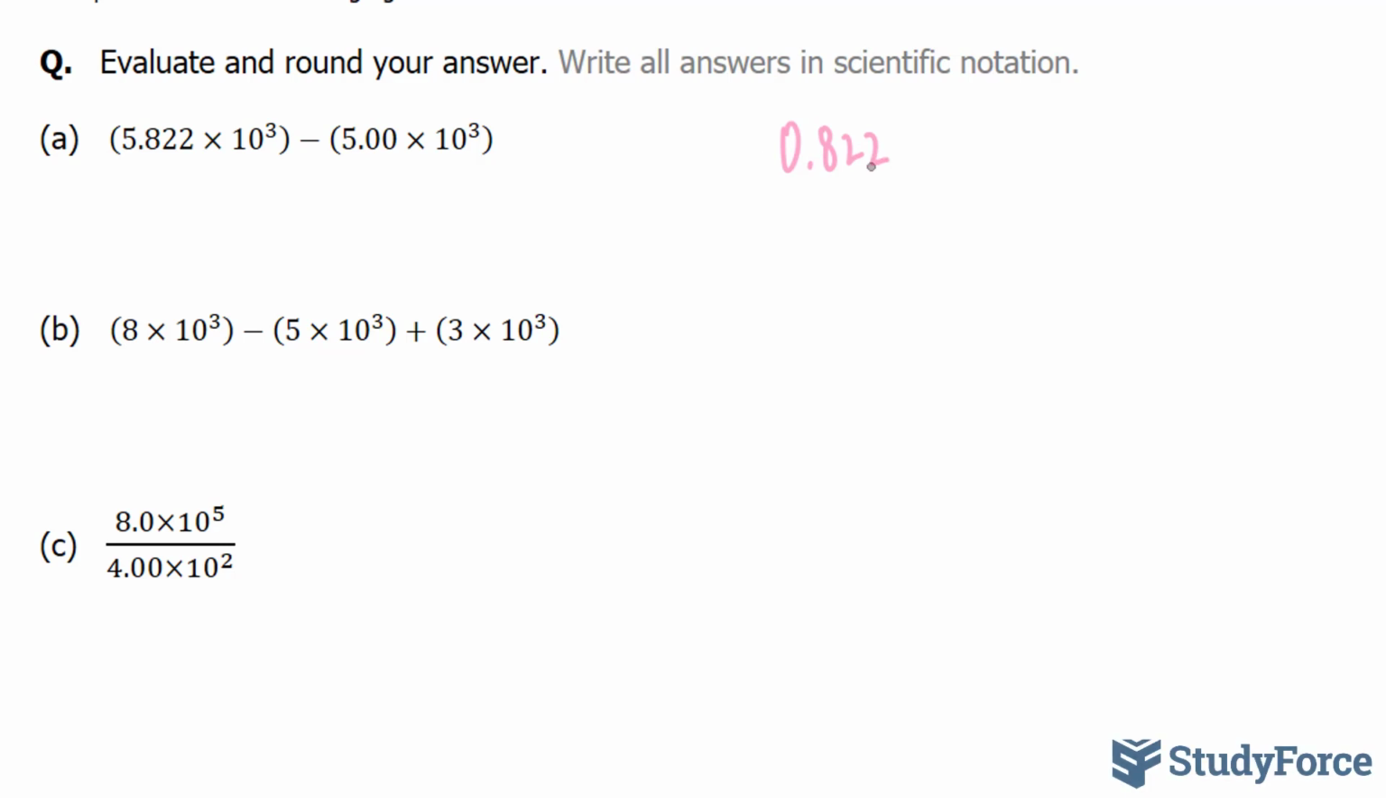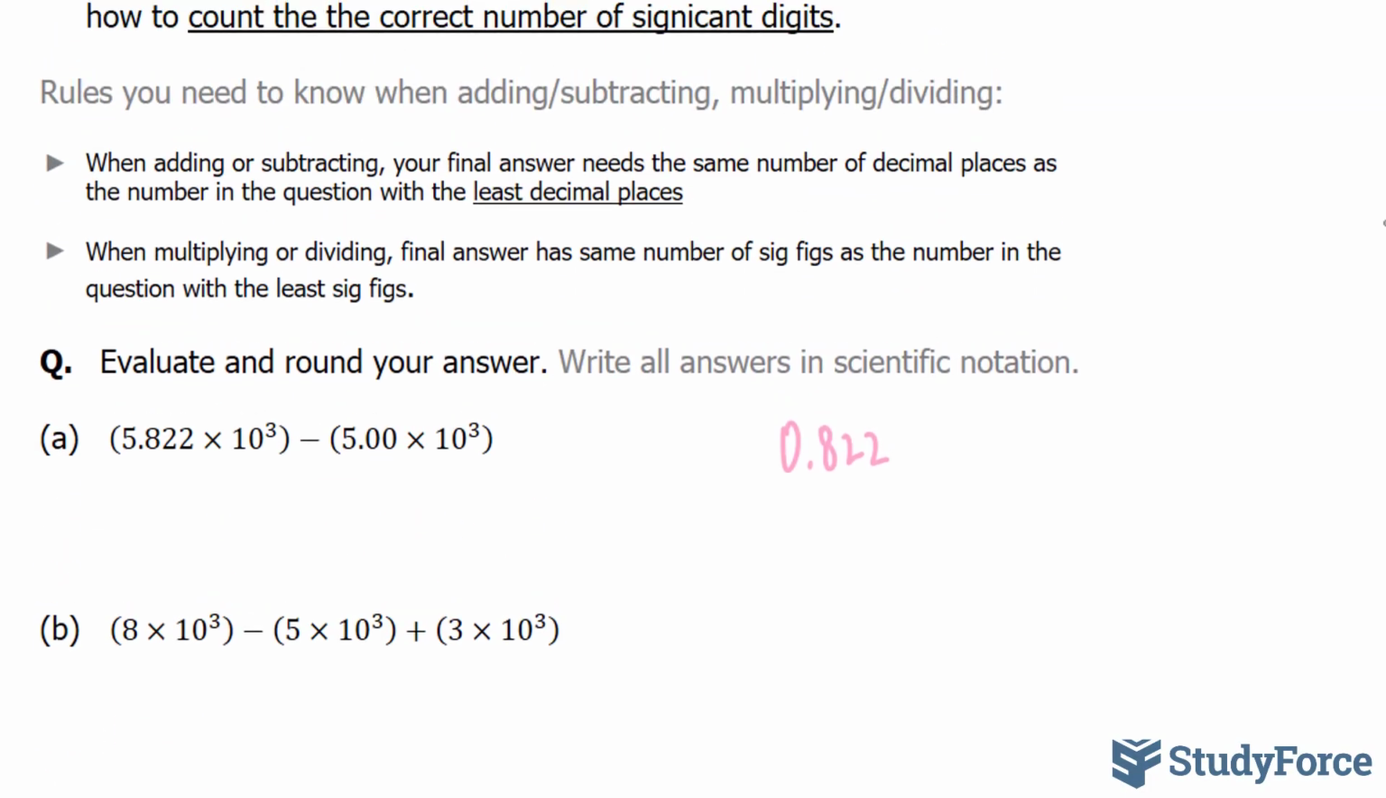0.822. Now of course, going back to this rule, when adding or subtracting, your final answer needs to be the same number of decimal places as the number in the equation with the least. So this had 2 decimal places, therefore we should only have 2 decimal places here as well. We end up with 0.82. We're rounding and we're keeping this digit the same and we're discarding that 2. And as I said earlier, it would be times 10 to the power of 3.